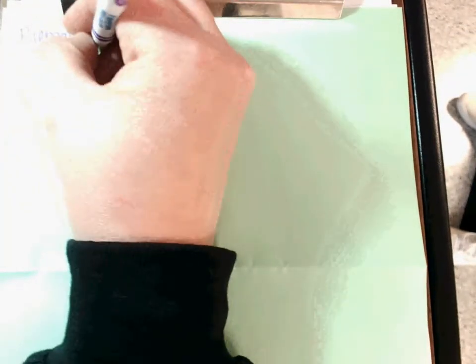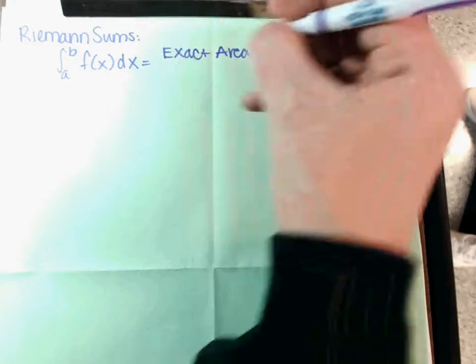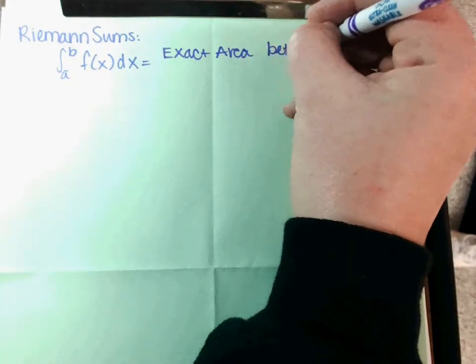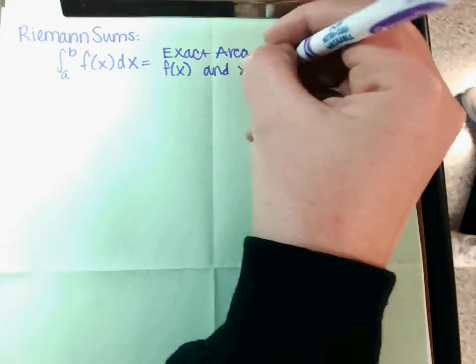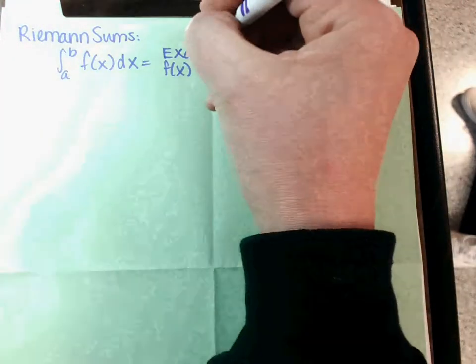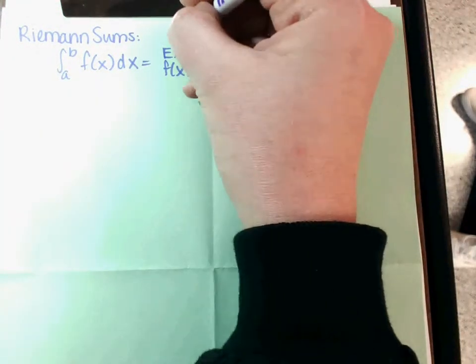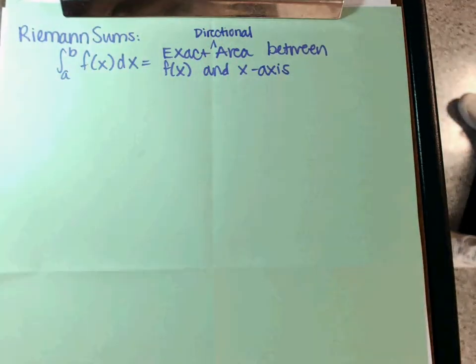Great. Okay, so the integral from a to b of f of x dx is the exact area between f of x and the x-axis. Okay, now I do want to put one extra little word in here that I forgot. Exact directional area. What do I mean by directional? That if it's above, it'll count as a positive, below will count as a negative, yeah?